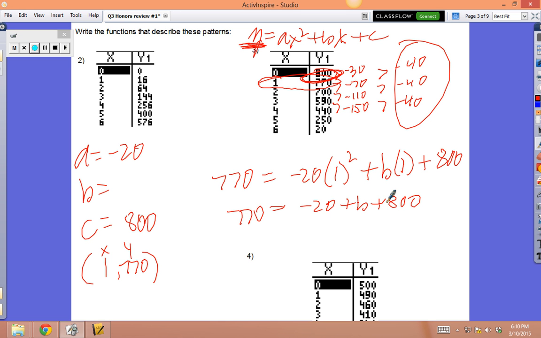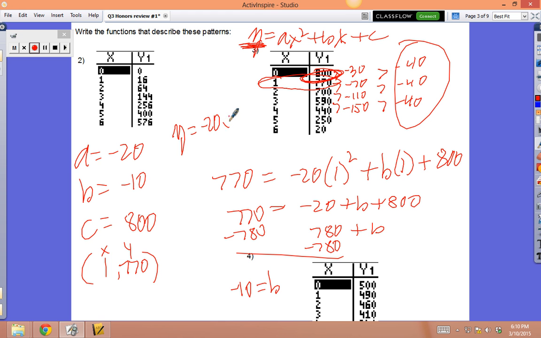So I'm going to combine these two terms, and that's going to be 780 plus b. So I want b by itself, so I'm going to get rid of the 780. I'm going to minus 780, minus 780. So b is equal to negative 10. So negative 10 right here. So I got my a, b, and c. That's all I need. My model is going to be y equals negative 20x squared minus 10x plus 800. And that is it.